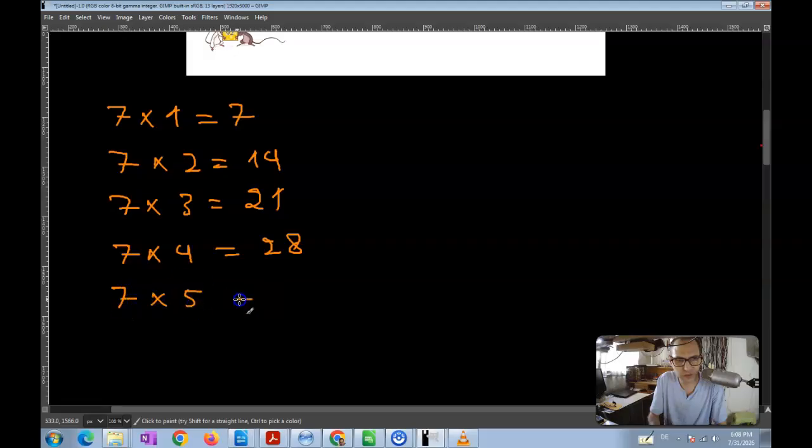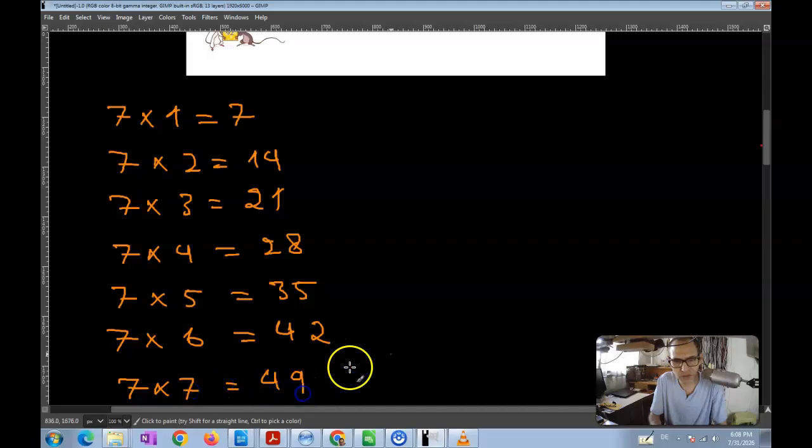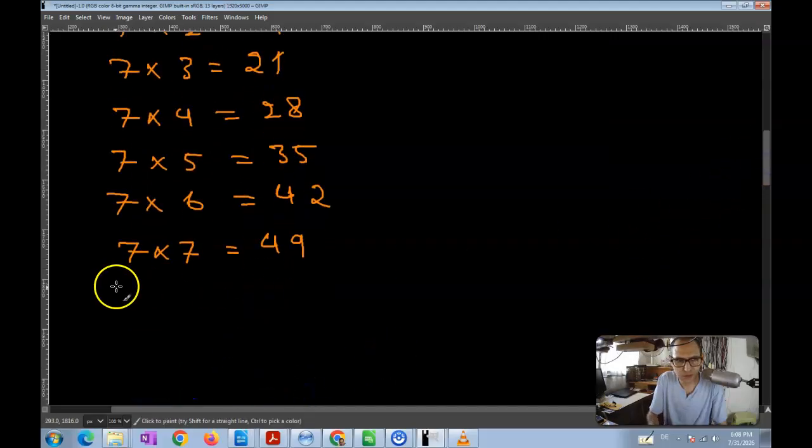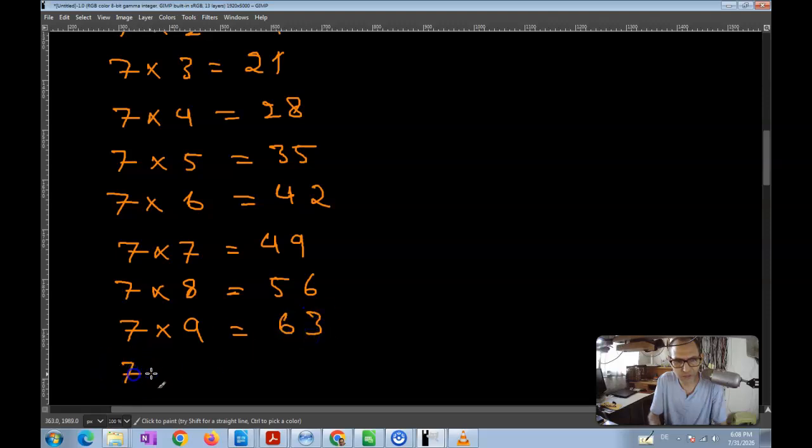7 times 5 is equal to 35, 7 times 6 is equal to 42, 7 times 7 is equal to 49, 7 times 8 is equal to 56, 7 times 9 is equal to 63, and 7 times 10 is equal to 70, right?